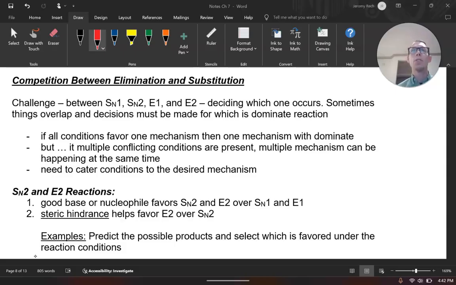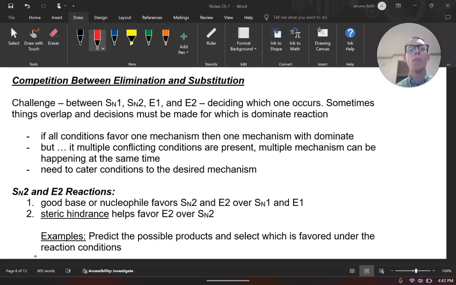Where things get a little bit tricky is when you get to the in-between, where you have a Venn diagram and most of your conditions are matching in the middle. You see that a lot with secondary substrates. And at that point, you will need to determine which one's going to win out based on some different conditions.